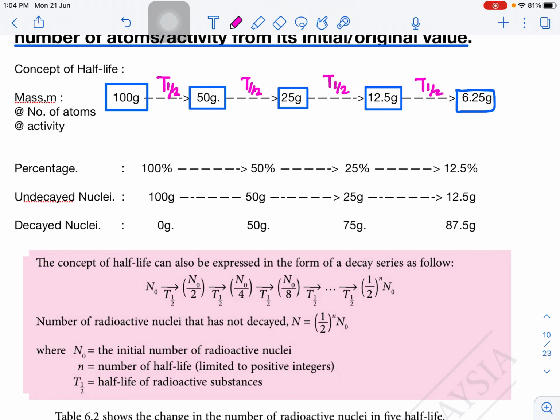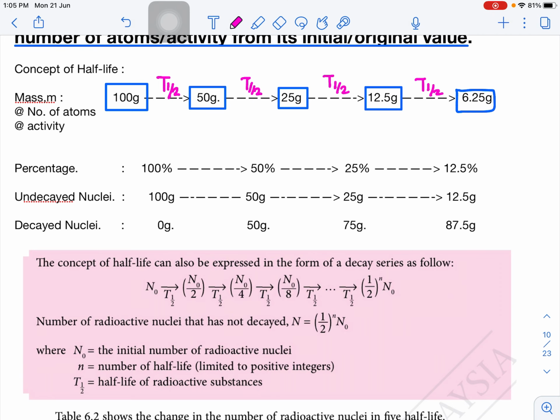Okay. For the same element, the half-life is the same. It means the half-life from 100 gram to 50 gram is the same as the half-life from 50 gram to 25 gram, the same as the half-life from 25 gram to 12.5 gram, and the same as the half-life from 12.5 gram to 6.25 gram. For the same element, the half-life is the same.